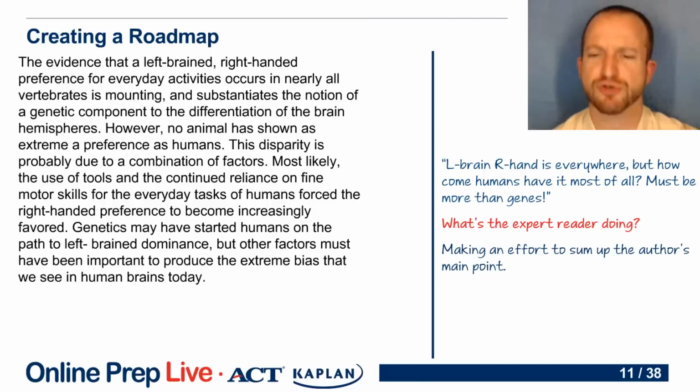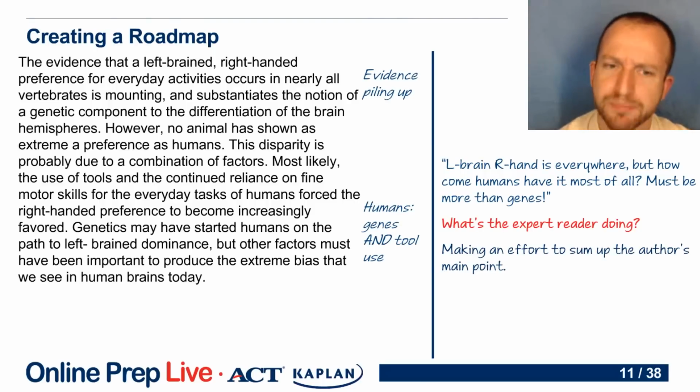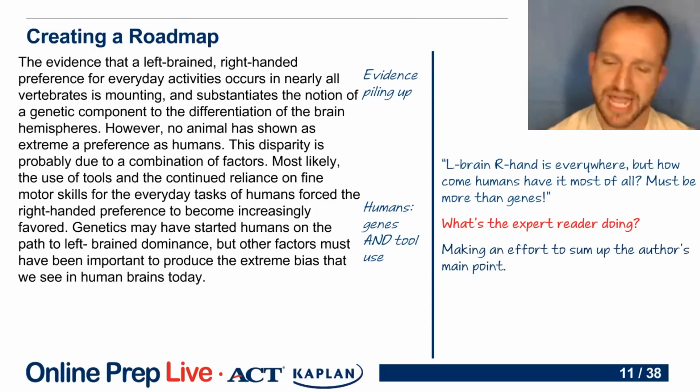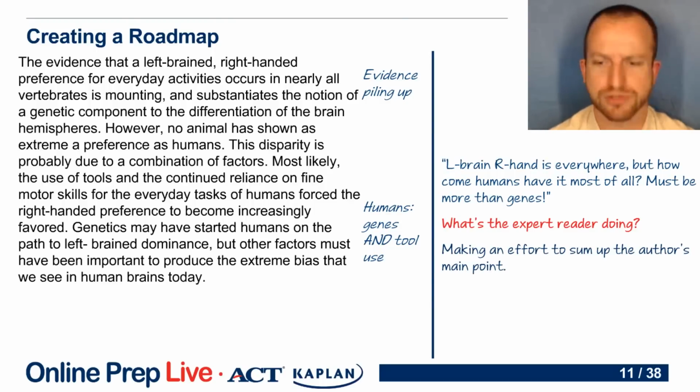Because I can see on screen, okay, there's some evidence piling up. I can see that the author's mentioning humans also use tools and maybe have some genes. This seems like a continuation of a conversation, though. Surely the author has at least some takeaway that we're supposed to move forward with.